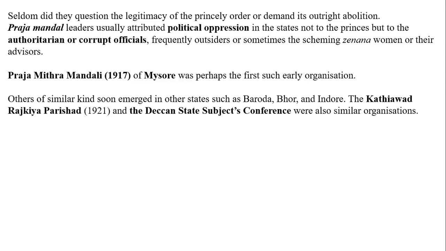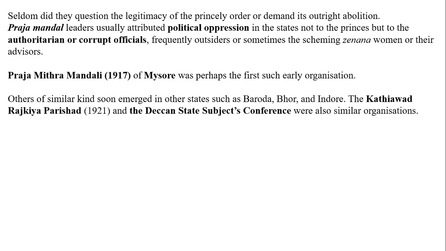So basically, what did they do? They knew that if they're going to directly charge the princes, then things may not turn out well. So they attributed their political oppression to authoritarian and corrupt officials, to the outsiders, even to the Zenana women who are scheming, plotting some kind of things, and even to their advisors. This again asserts that they were not challenging the authority of the princely order.